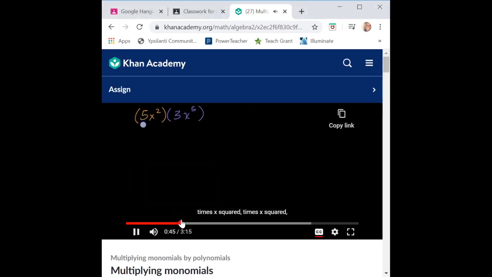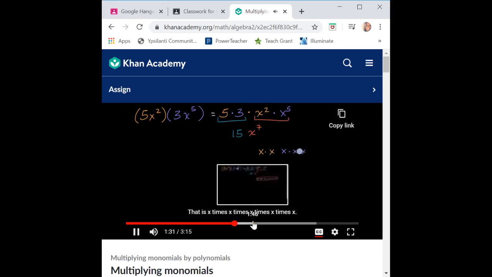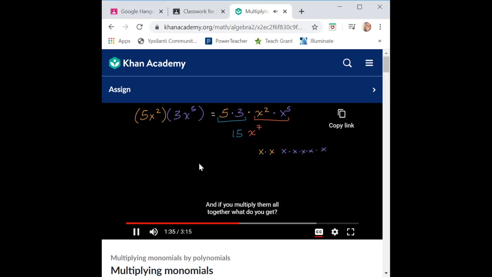So you could just view this as x squared. Some of you might recognize that exponents mean x times x. He does show the expansion here: x times x, and if you multiply them all together, we have 2 x's and 5 x's. So if you add all these together, that's a visual way to see where the 7 comes from.